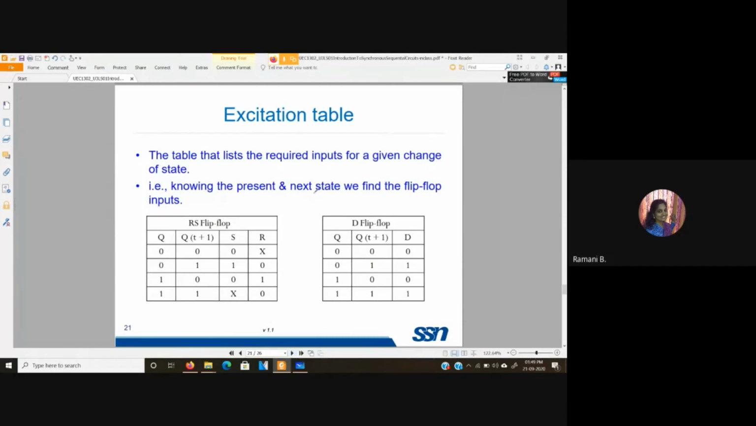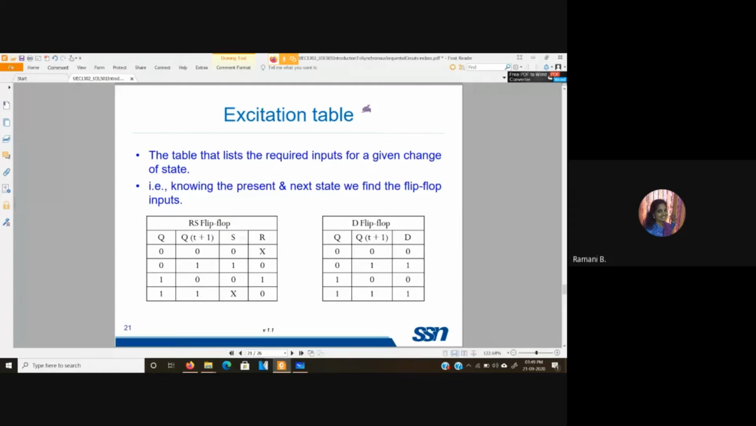Okay. So next we shall see something called the excitation table. With the characteristic table, you had the present state and flip-flop inputs as input to the table, and you had the next state value as the output of the table. In case of the excitation table, it is a slight change.